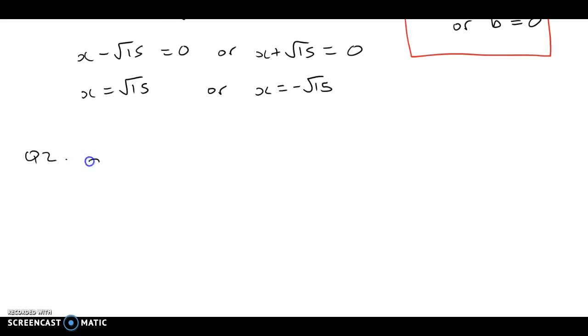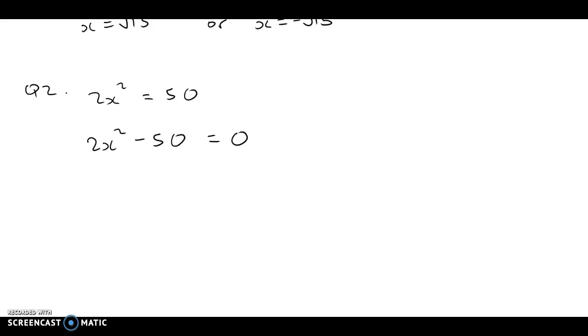Solve 2x squared equals 50. Now, as I said before, the first step is to write this in standard form, which means writing the equation equal to 0. So let's bring the 50 over to the other side and solve 2x squared minus 50 equals 0. From there, we want to factorize.